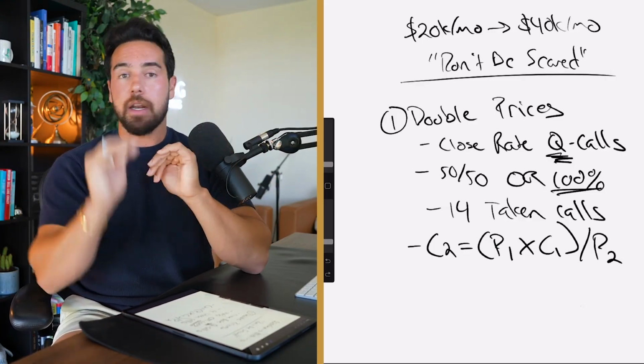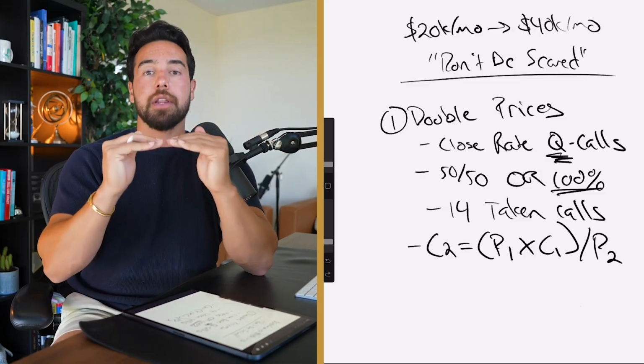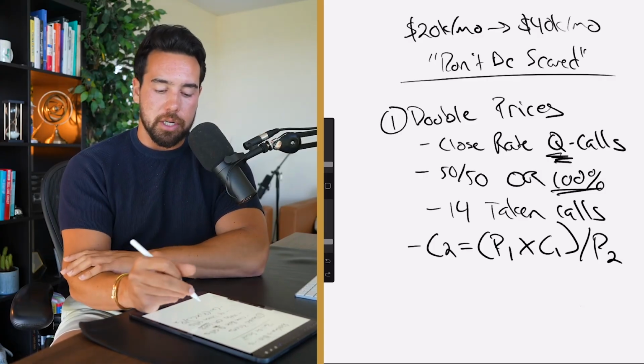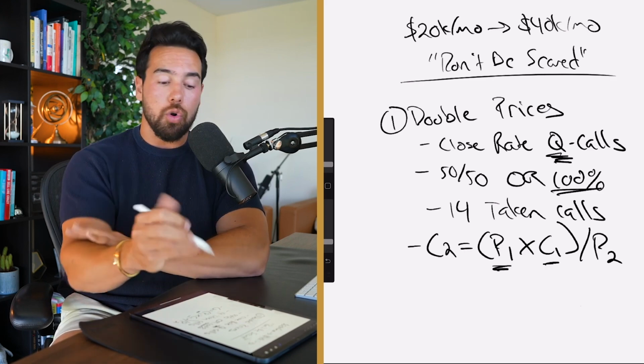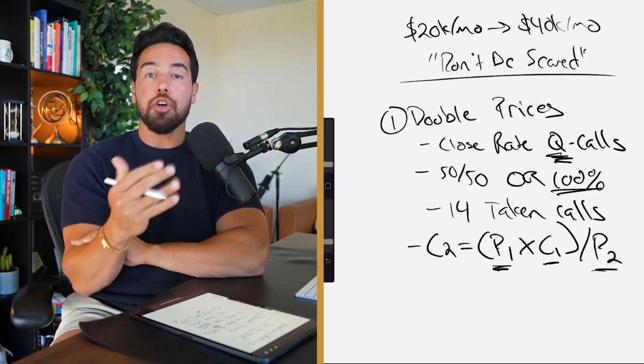So don't be so afraid of your close rate dropping. You need to know exactly what the bottom close rate is that you're willing to accept in order to keep on running this test. So let me give you these numbers here. P1 is your original price. C1 is your original qualified close rate on sales calls here, and P2 is the new price.